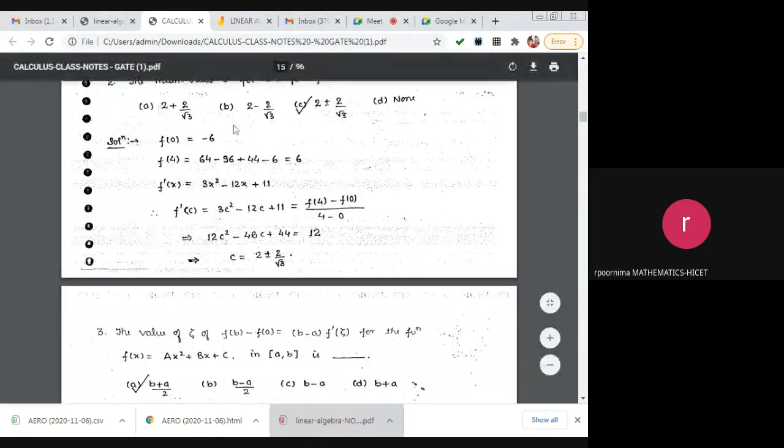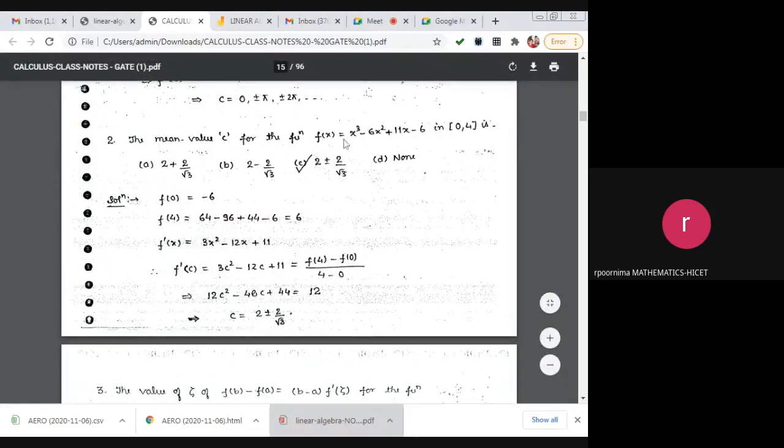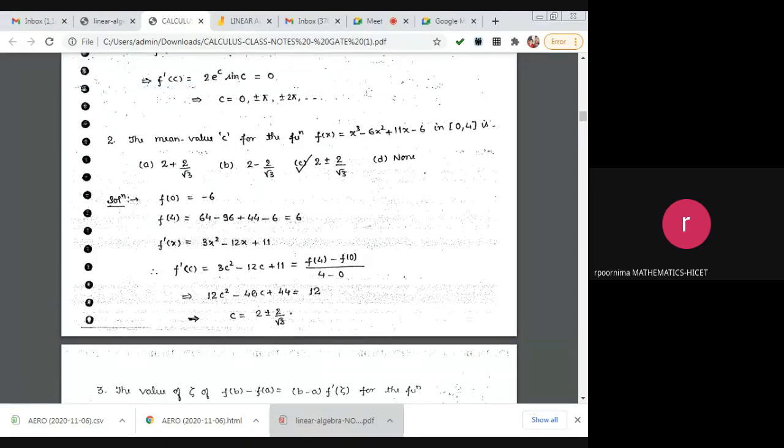Next, the mean value c for the function f of x, given some function, in the closed interval 0 comma 4. So we need to find f of 0 and f of 4. Here both are different values. Then find f dash of x and f dash of c, which is equal to f of 4 minus f of 0 by 4 minus 0. That is the mean value theorem. So you simplify, and you will get c is equal to 2 plus or minus 2 by root 3. Okay, that is the answer you have to select.